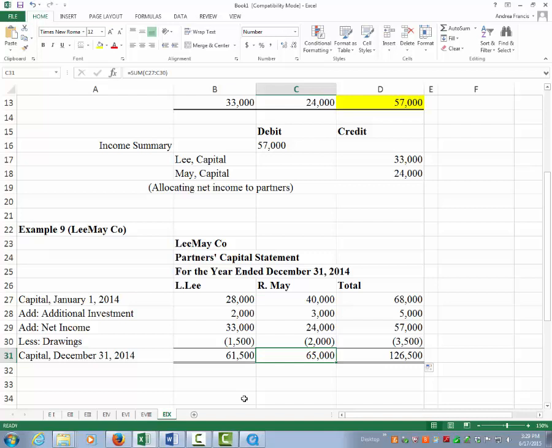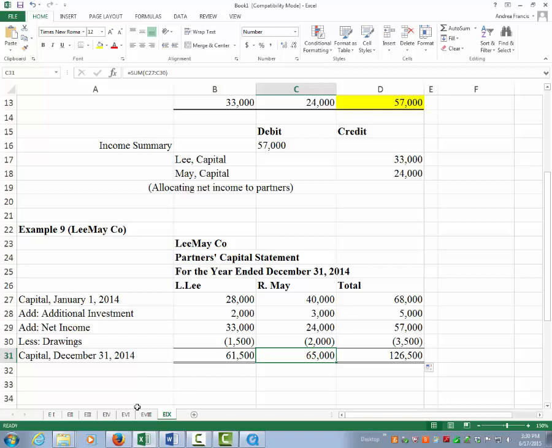I'm thinking about example 10 that asks us for an owner's equity section of the balance sheet. So this is the end of Lee May's partner's capital statement. So just to point out a few things, again, you show each partner individually and also a total. You always have a beginning balance, even if it's zero. Add any additional investments, which would be given in the question. Add the net income or subtract the net loss, which would be based on the income allocation, and then subtract any drawings to get to the ending capital balance.